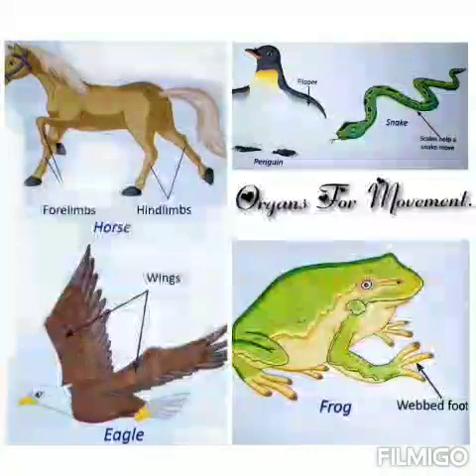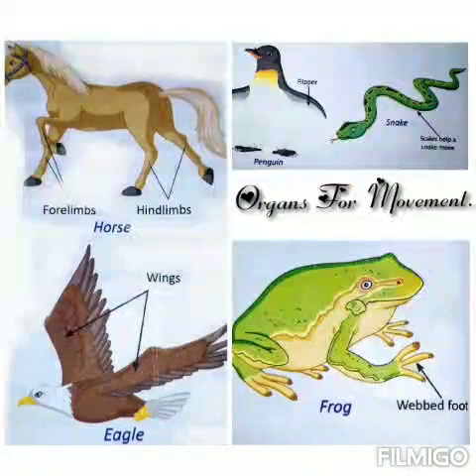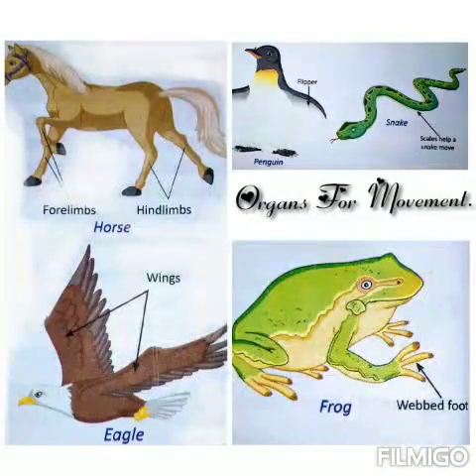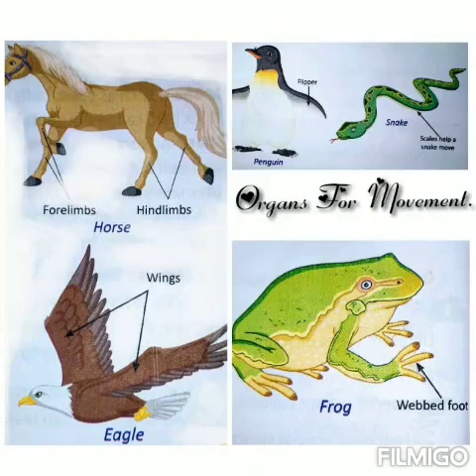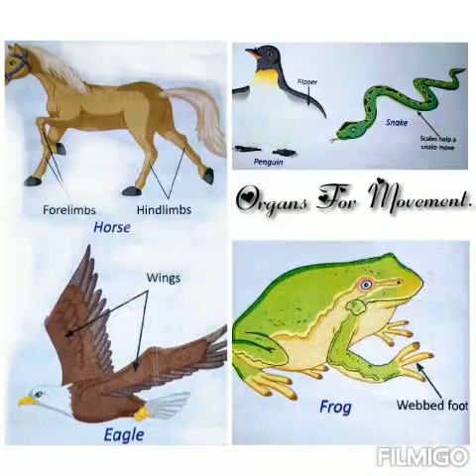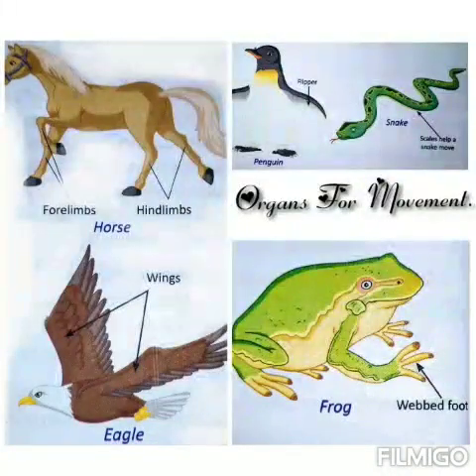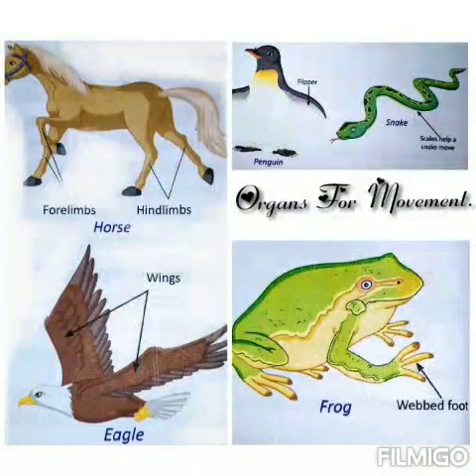Next, third point, birds. Look at the picture given. In birds, the forelimbs are modified into wings which help them to fly. Birds also have hollow bones which further help in flying. Hollow means empty space inside the bones.